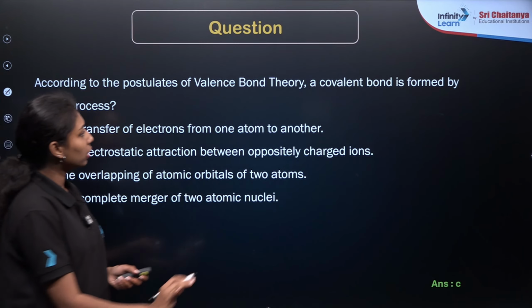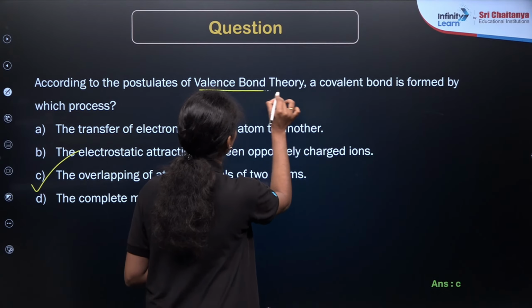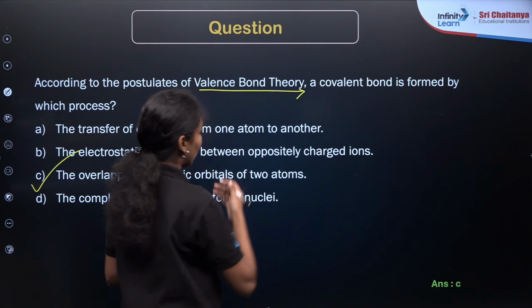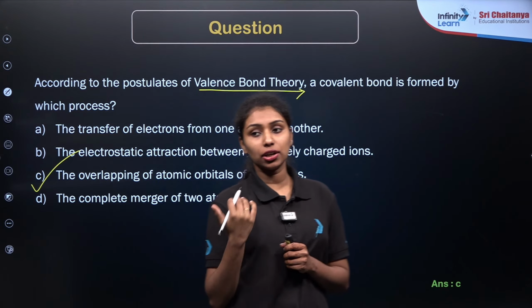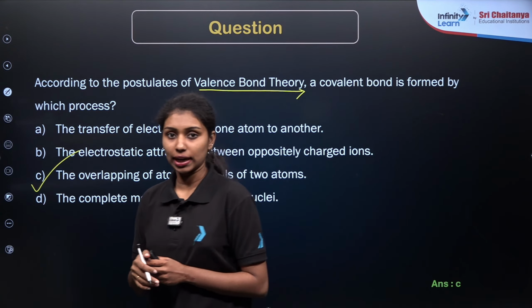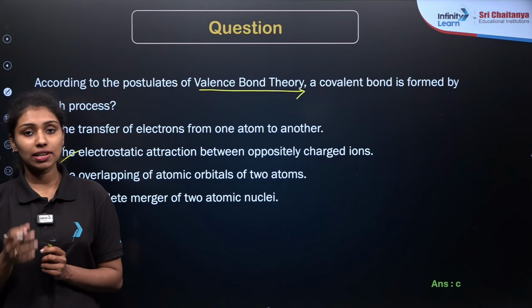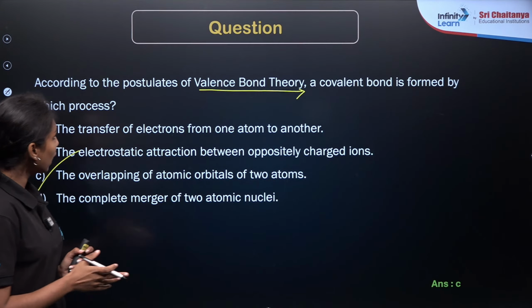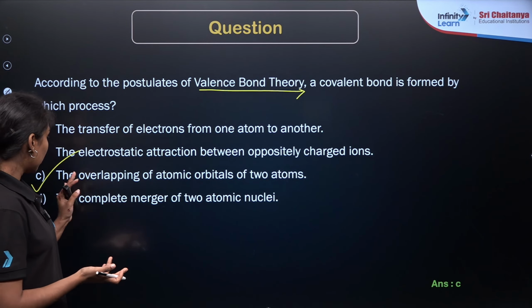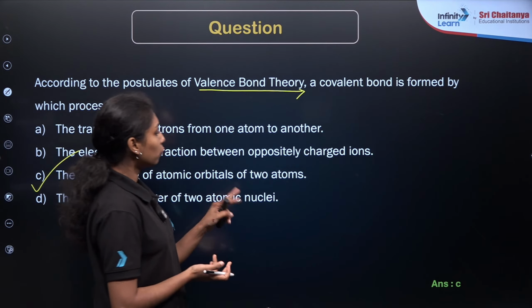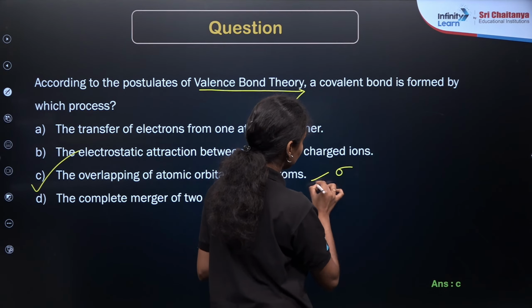So the main postulate of the valence bond theory is atomic orbital overlapping. So they will form sigma bonds as well as pi bonds. Sigma bond is formed by the head-to-head overlapping or the axial overlapping, and the pi bond is formed by the sideways overlapping or the lateral overlapping. So the main postulate of the valence bond theory for the formation of a covalent bond is the overlapping of atomic orbitals of two atoms to form sigma bonds as well as pi bonds.